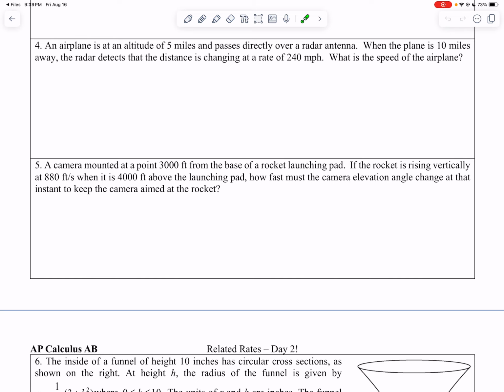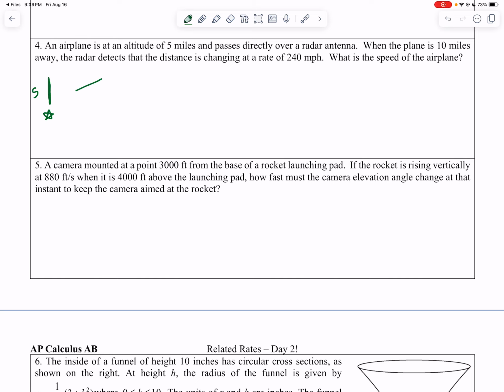So for number 4, we have an airplane that is at an altitude of 5 miles directly over a radar antenna. So we have our radar antenna and we have 5 miles right here. When the plane is 10 miles away, the radar detects the distance is changing at a rate of 240 miles per hour. We want to figure out the speed of the airplane.